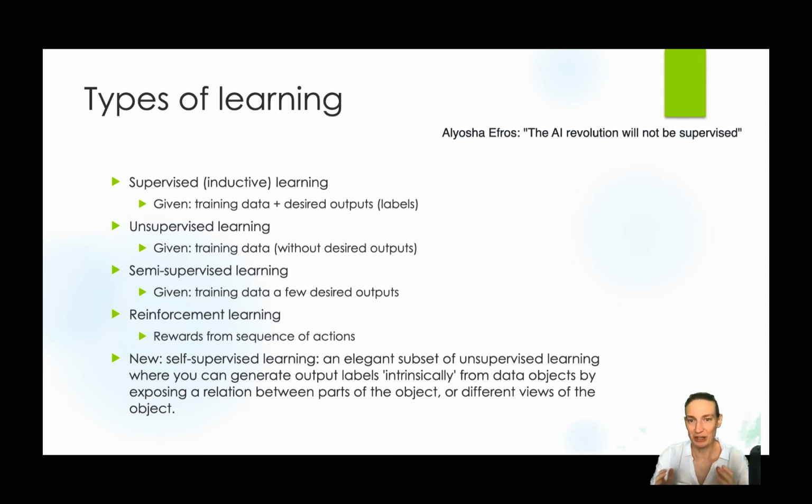So some people say, I found this quote here, that the AI revolution will not be supervised. The future of a lot of advances in the field are in semi and self-supervised learning, because not all tasks have labeled data available. I work in the field of music myself, and we constantly struggle to find labeled data.